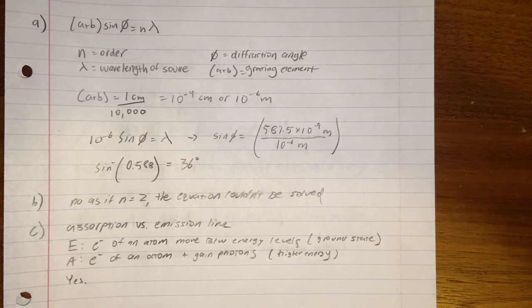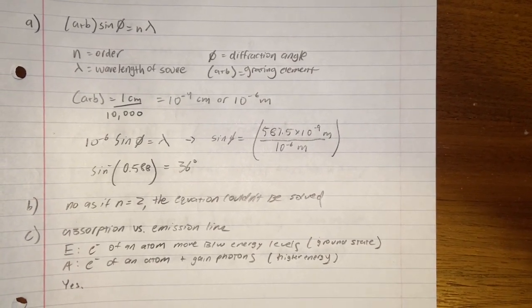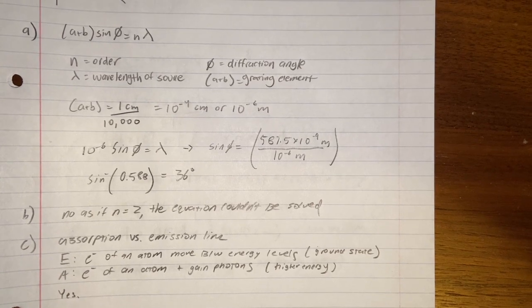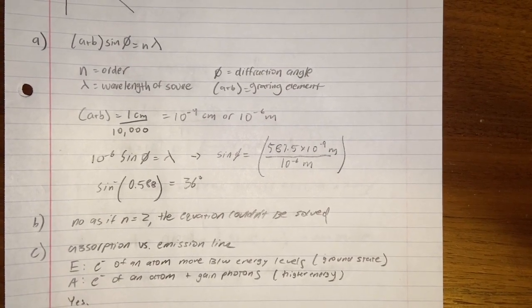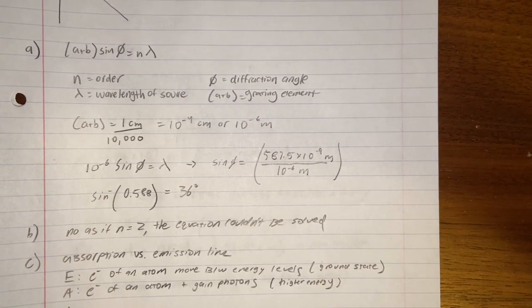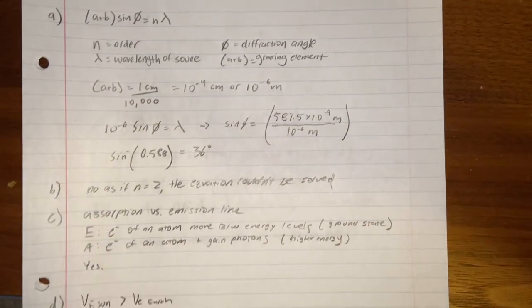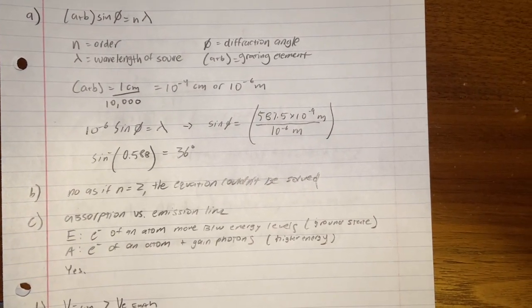The next part asks if there would be a second location where this light is diffracted. If we raise the order to 2, we find that this equation could not be solved, as we'd be trying to take the inverse sine of a number bigger than 1, so that just wouldn't work out. So the final answer is there is no second location.